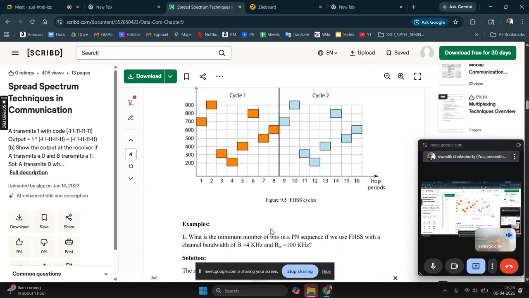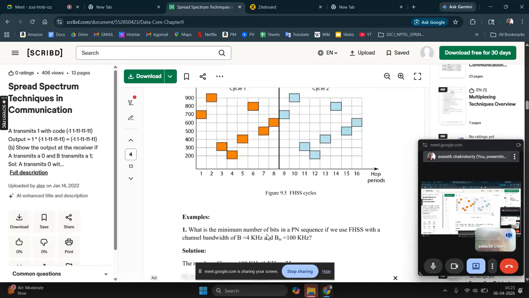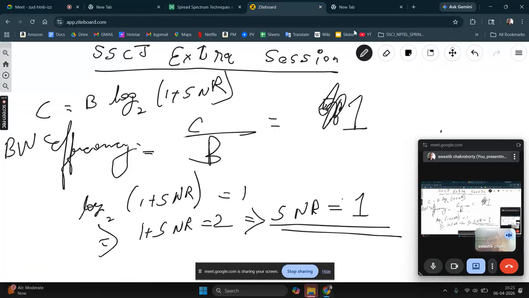So the first question is, what is the minimum number of bits in a PN sequence if we use FHSS with a channel bandwidth of 4 kilohertz and spread spectrum bandwidth of 100 kilohertz. So the spread spectrum bandwidth is 100 kilohertz and each channel is of 4 kilohertz. So how many hops can we accommodate?